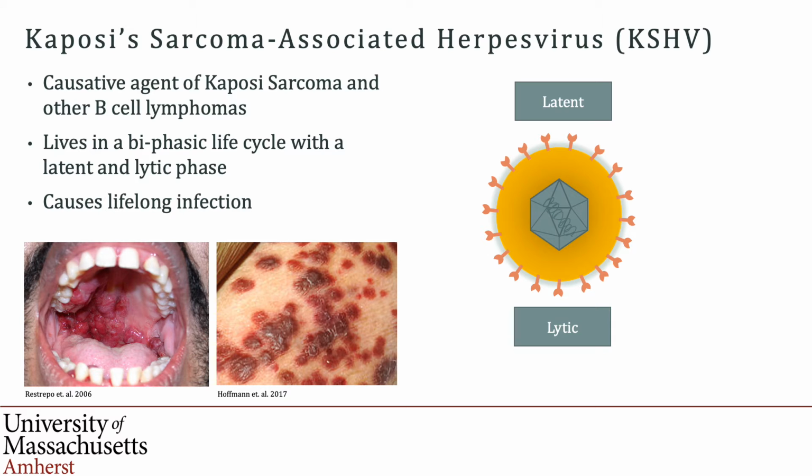Kaposi Sarcoma-Associated Herpesvirus, also known as KSHV, is the causative agent of Kaposi sarcoma, along with other B-cell lymphomas. Kaposi sarcoma is the most common cancer in individuals living with HIV/AIDS today. Kaposi sarcoma is a cancer that causes lesions in soft tissue, such as tissues of the skin, mouth, and internal organs.